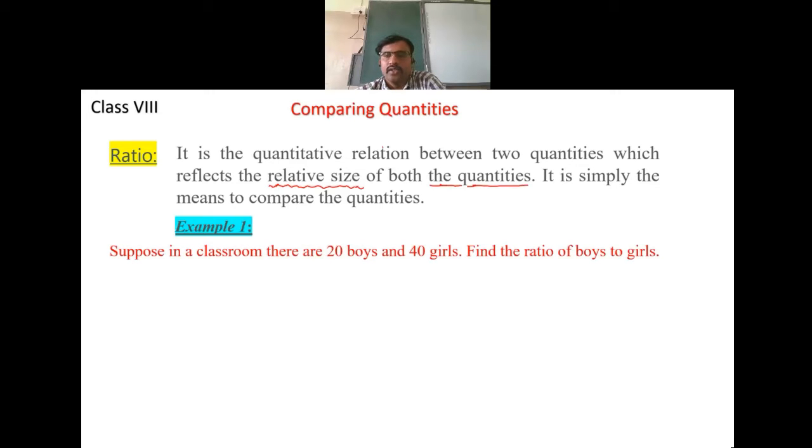We'll look at one of the examples here. Suppose in a classroom there are 20 boys and 40 girls. Find the ratio of boys to girls. 1:2. Very good. If the question is the ratio of boys to girls, it is 1:2. You are absolutely correct. Suppose I change the question: what is the ratio of the number of boys to the total number of students in the classroom? 1:3, sir. Correct. Rajshekhar, you're right.